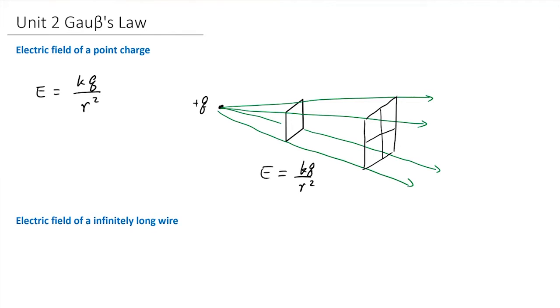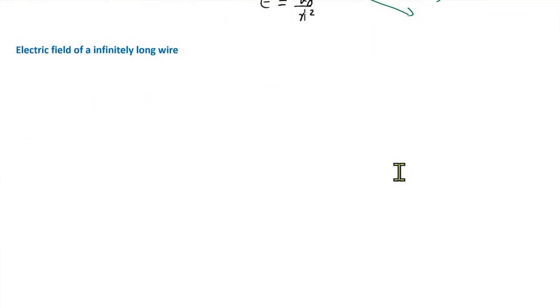This is a natural phenomenon, not only true for the electric field, but for any kind of point source, such as gravity and anything like that. It's just a matter of the direction. So we have that. Now we're going to compute the electric field of an infinitely long wire.